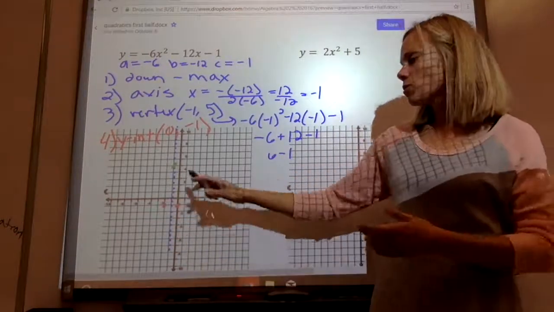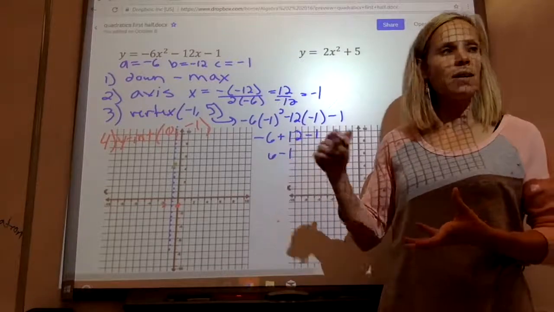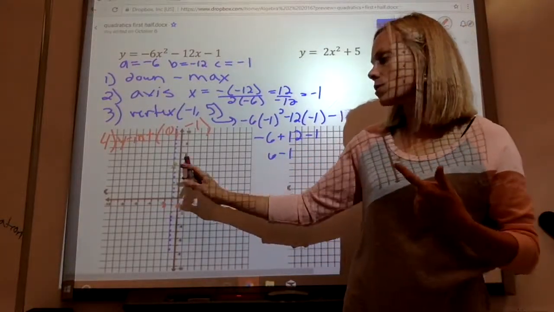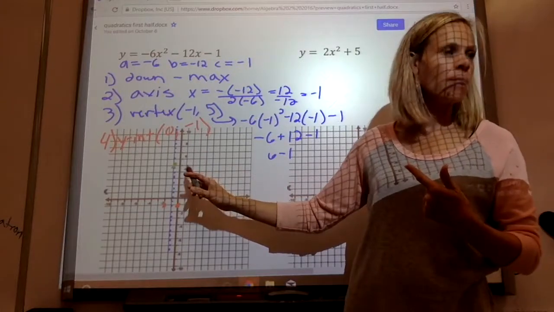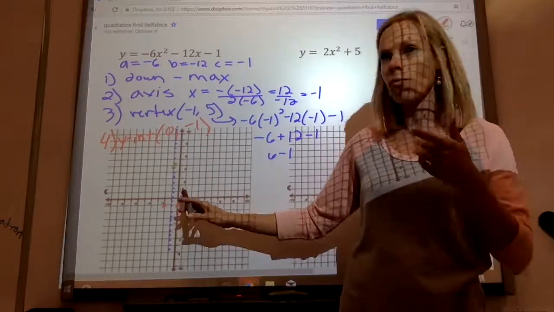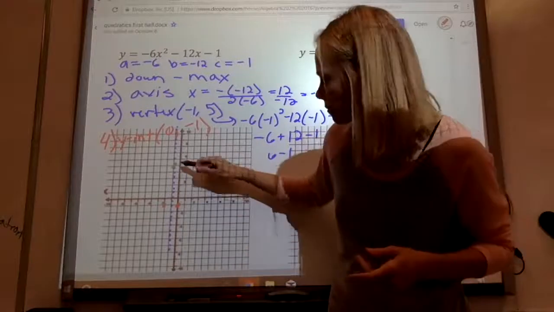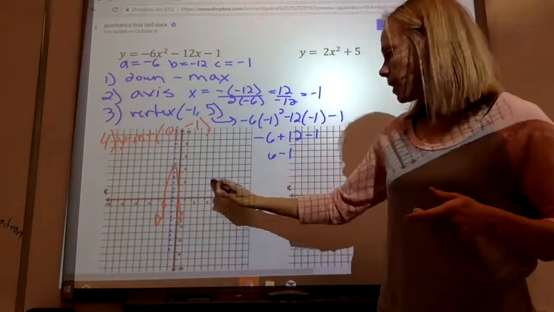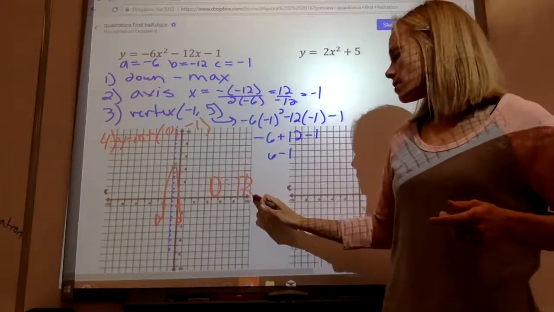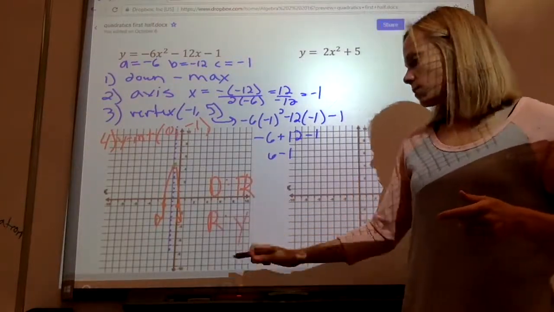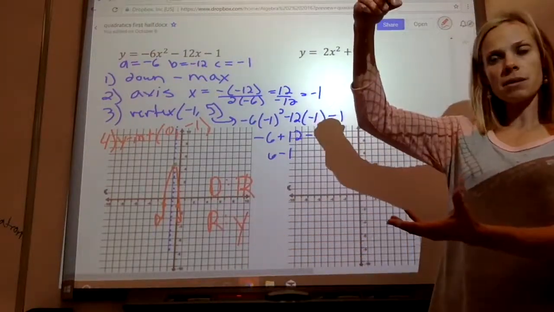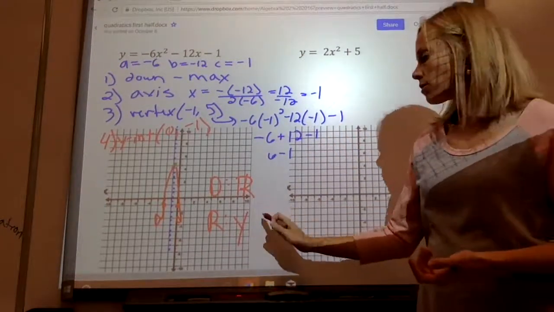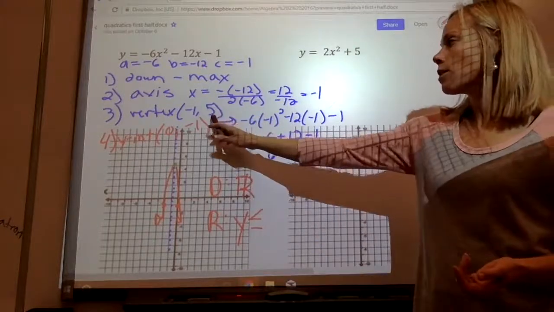What some students will do is that once they do many of these, they'll start getting their points mixed up and they'll start reflecting the vertex point over the y-axis. So make sure you're always reflecting the y-intercept point. So domain, of course, is all real numbers, but the range, this one changes. Since it's a maximum, my range can only go down, so it would be less than or equal to 5.